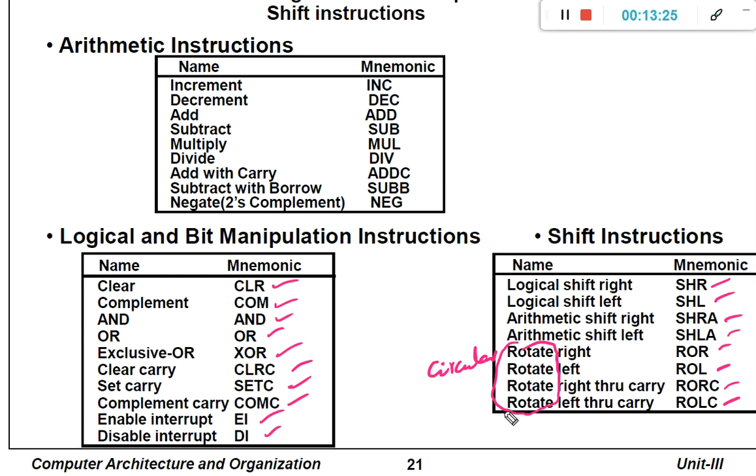So rotate right through carry, rotate left through carry. Using the carry bit, perform the rotate operation either to the right or to the left. How these operations are performed, we have already seen in the previous classes.